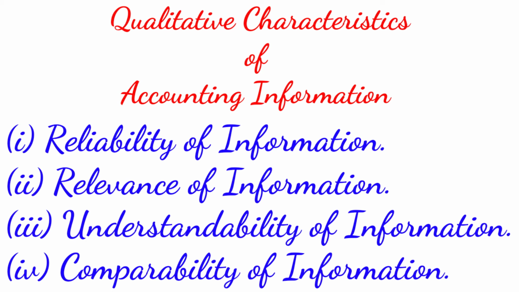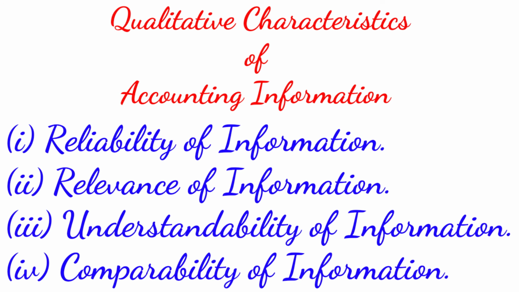Our third characteristic is understandability of information. Accounting information should be recorded, presented, and analyzed in such a manner that the users of accounting information can understand them easily. Hence, accounting information should be brief, clear, specific, and unambiguous. Unambiguous means admitting of no doubt or misunderstanding. You can also say having only one meaning or interpretation and leading to only one conclusion.